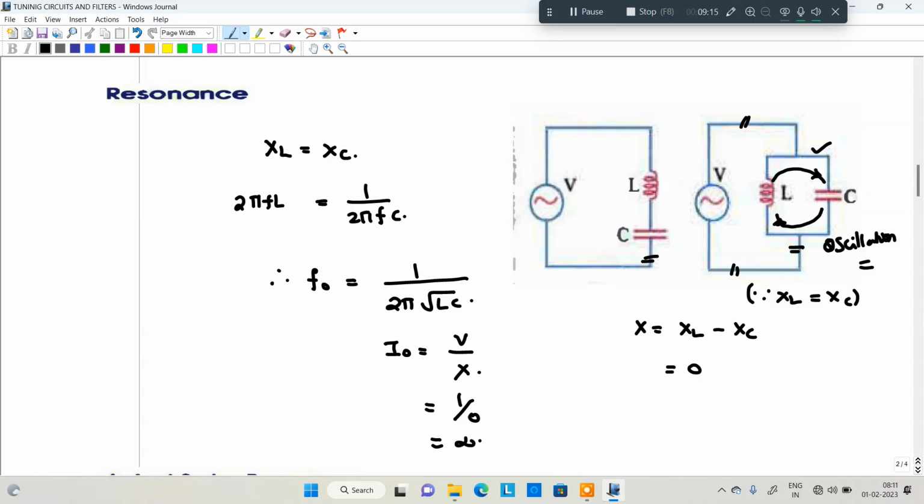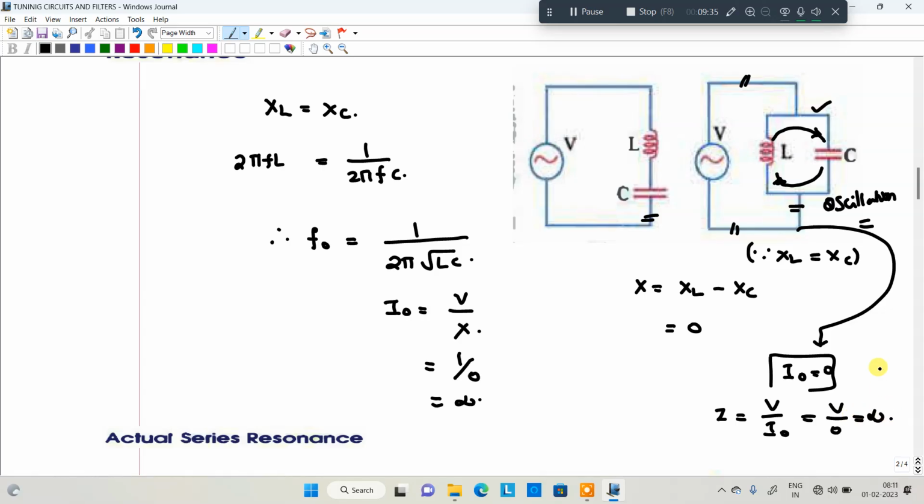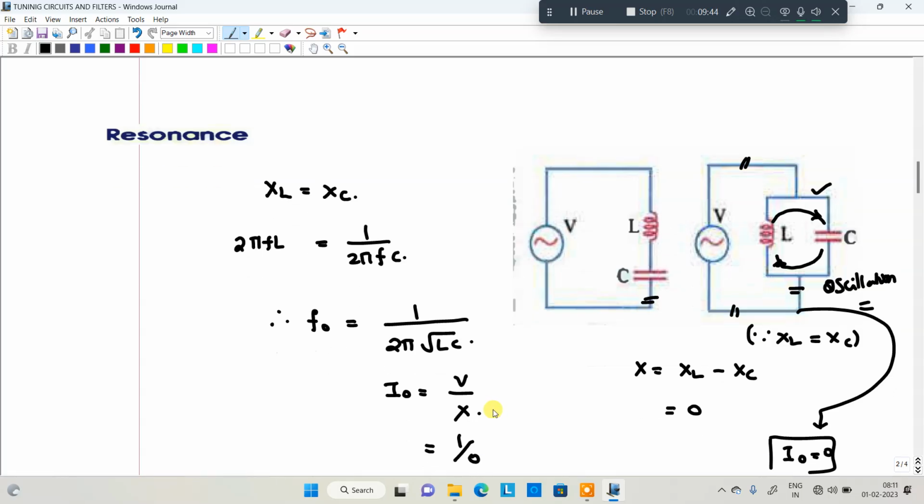Okay. So in that particular case, once the oscillations are done, gradually the current I0 will be 0 in this second figure. So whenever I0 is equal to 0, what about the impedance? V divided by I0 is V divided by 0, which is infinity. The impedance offered by the circuit is infinity in this LC circuit. Okay, this is about the resonance.